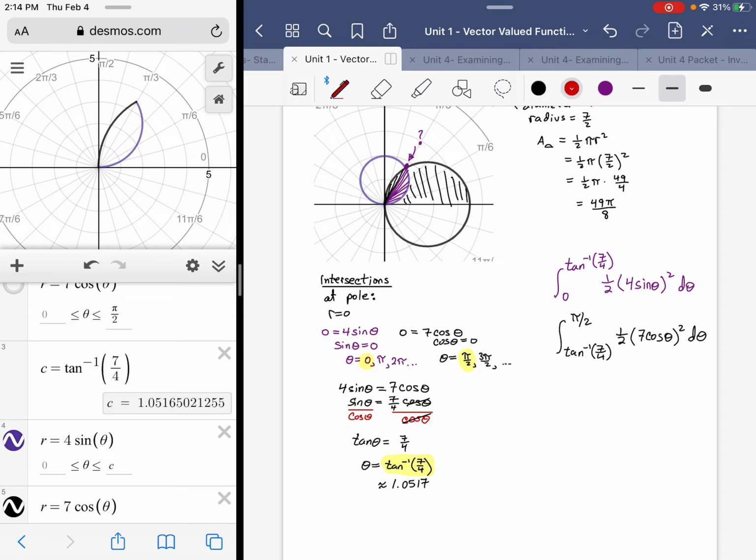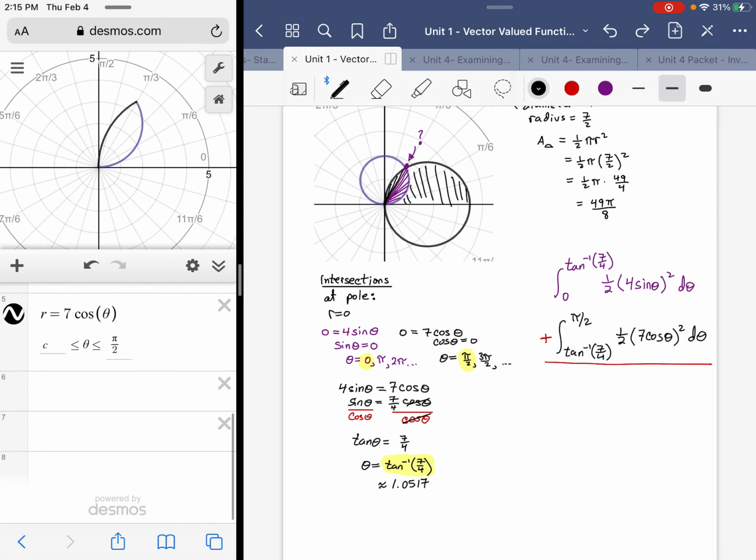We're going to add these two together. That's going to give us some result, which we would then subtract from this. All right, because again, this little leaf here is the thing we don't want. So, there's a little bit of work ahead of us, but it's still doable. If you want to see how to handle a sine squared or a cosine squared integral, you can look at, I believe it's the next video.